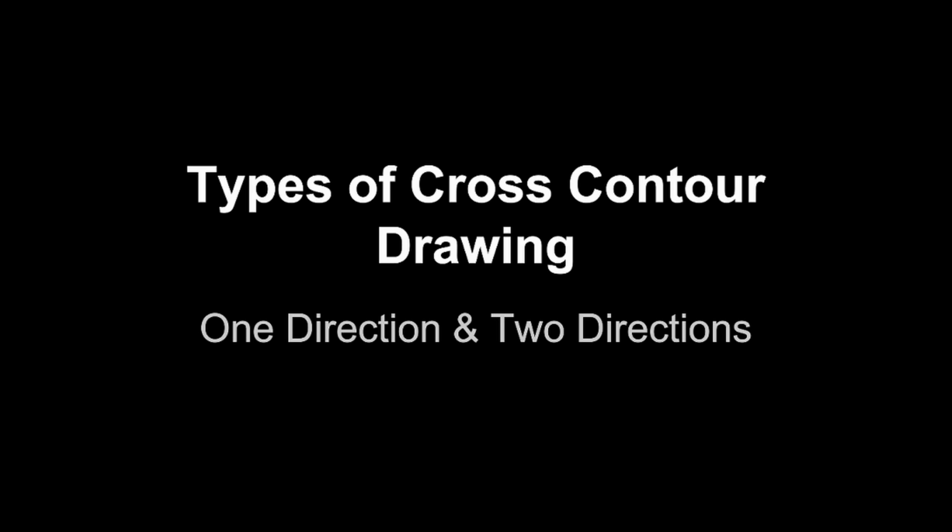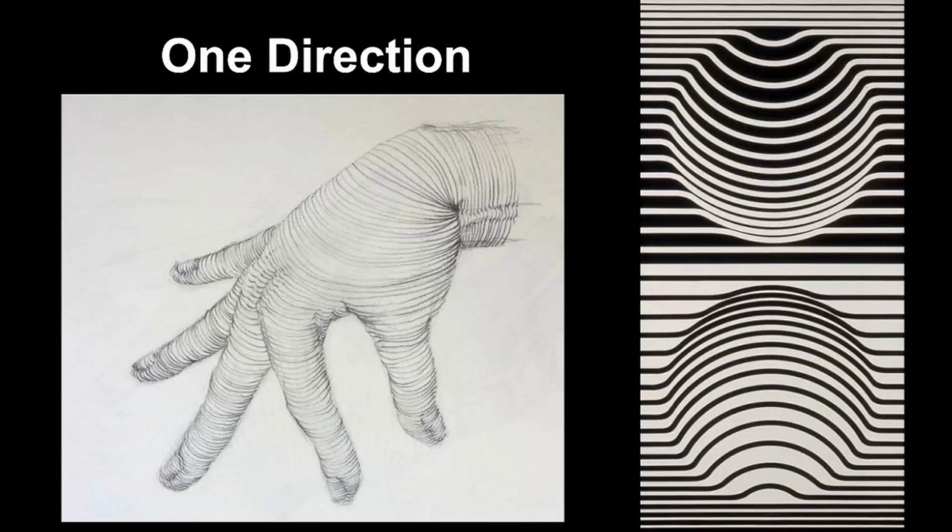There are a couple different types of cross contour: one direction and two direction. One direction is going to wrap around a form like so, like with this hand. We can see that really fine details like veins or wrinkles can be shown with cross contour.